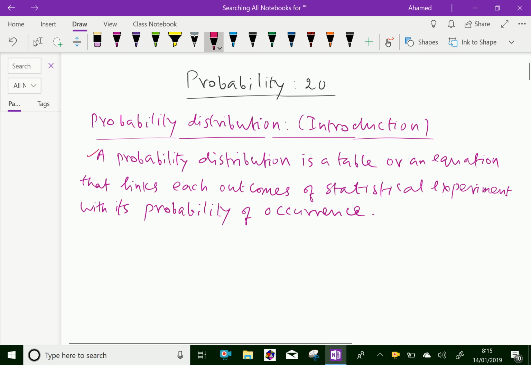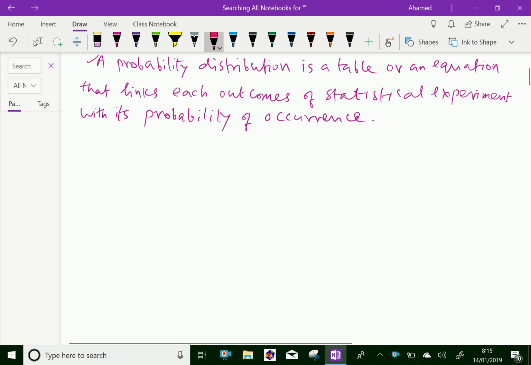A probability distribution is a table or an equation that links each outcome of a statistical experiment with its probability of occurrence. For example, the table below associates each outcome with its probability when two coins are tossed together and particular results are noted. Suppose two coins are tossed together.